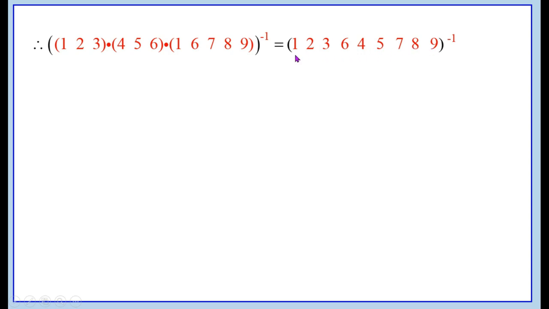We know how to write the inverse of a cycle. To write the inverse of a cycle, we have to write the elements in the reverse order. That is (9, 8, 7, 5, 4, 6, 3, 2, 1). So thus, this is the inverse of the given product.